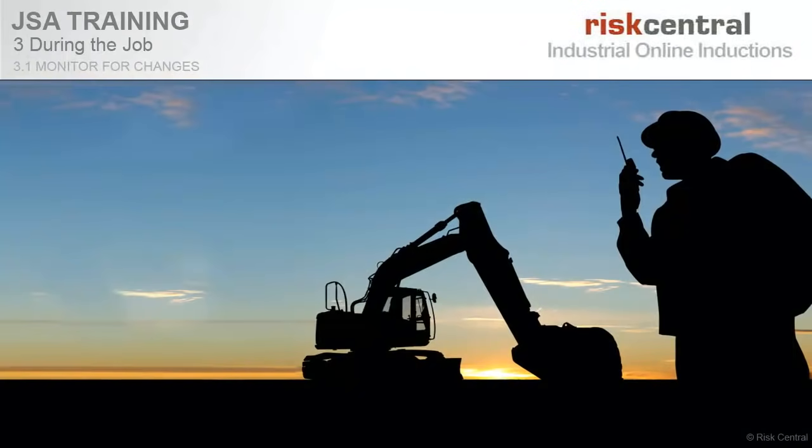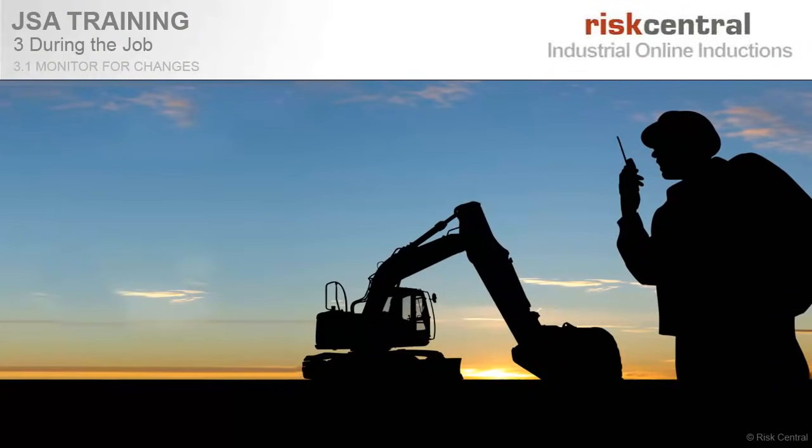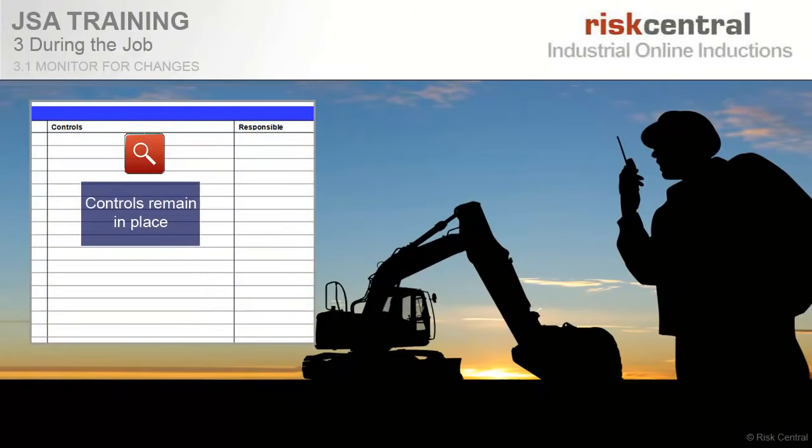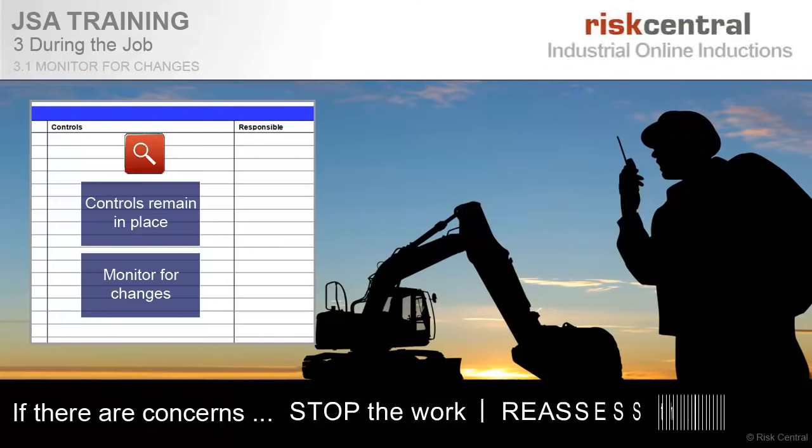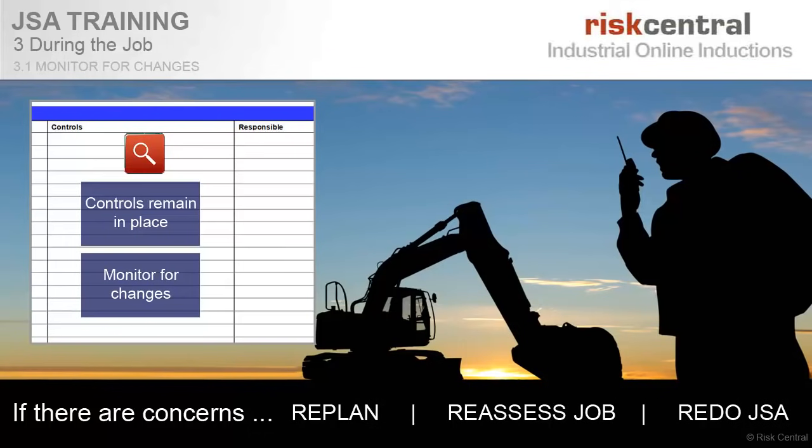Once the task begins, it's important to ensure that controls remain in place for the duration and to monitor the worksite for any change in conditions that might alter the hazards and controls in place. If there is any concern, stop the work, reassess the hazards and controls. If necessary, replan, reassess the job, and redo the JSA.